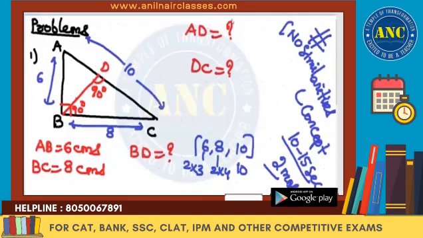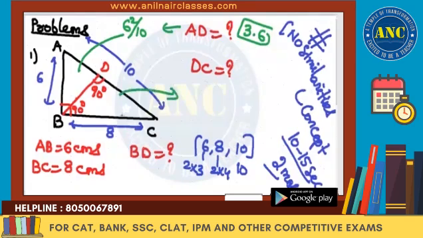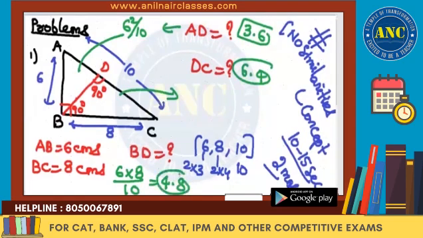AD is nothing but this square by this. So AD is 6 square by 10. 36 by 10 is 3.6. CD is nothing but BC square by the entire AC, 8 square by 10. What is 8 square by 10? 64 by 10, 6.4. What is BD? AB by C. Direct conclusions: 4.8. All the values you got.